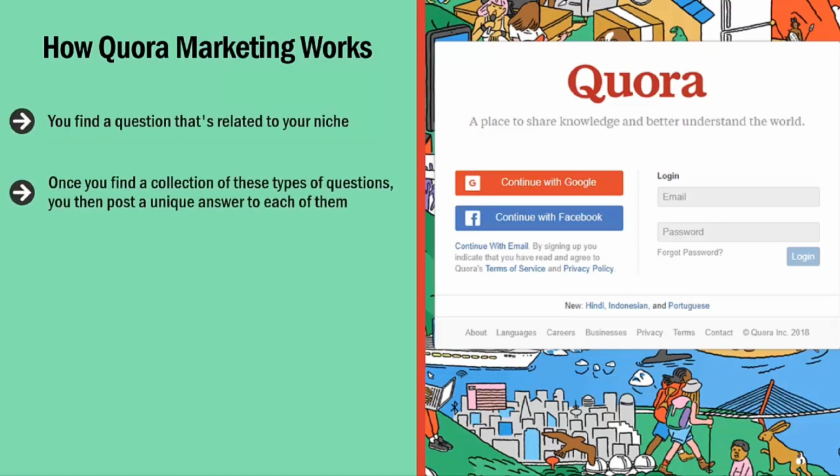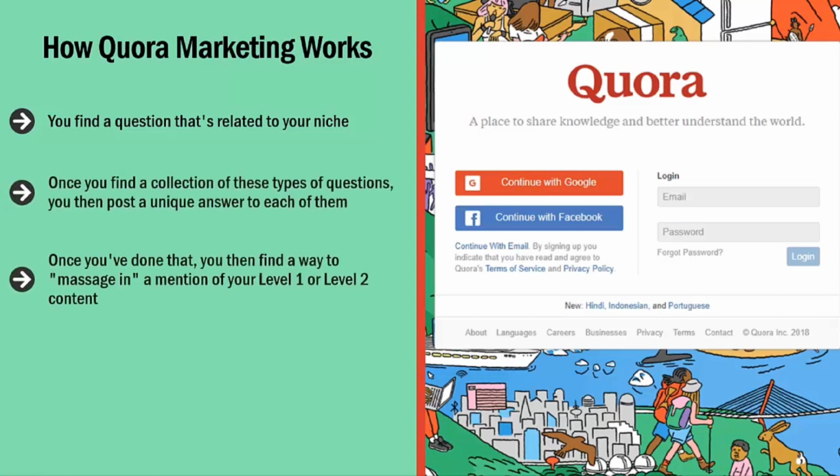Once you find a collection of these types of questions, you can then post a unique answer to each of them. Your answer must relate directly to the question. You're not dodging the question, you're not just dropping a link, you're not spamming. Instead, you have to answer the question directly. Otherwise, you will get banned. Once you've done that, you then find a way to massage in a mention of your level 1 or level 2 content. It all depends on the question.